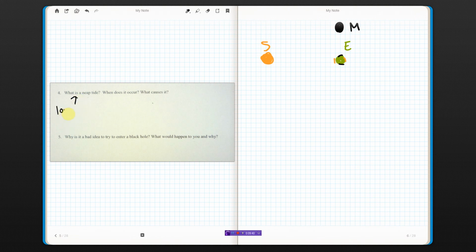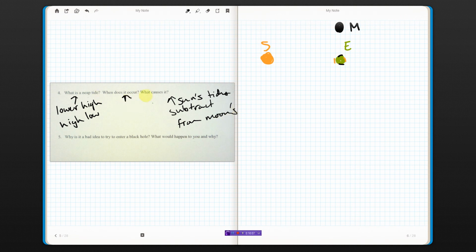But you're gonna get lower high tides and higher low tides. Okay? Good for when you don't want the water to come up as high on the beach. What causes it? The Sun's tides subtract from the Moon's tides.